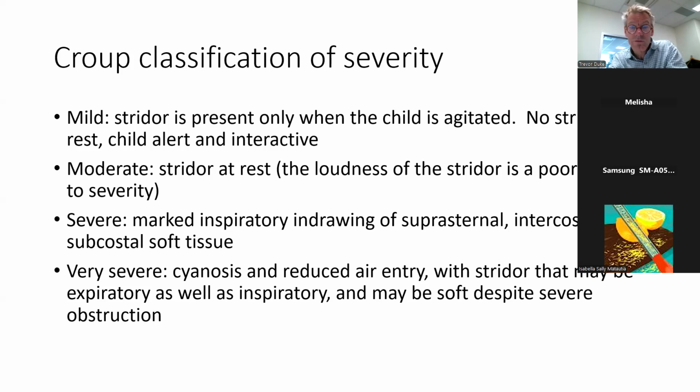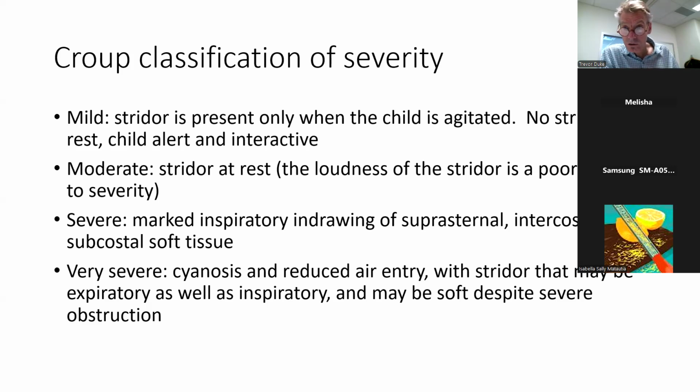Children with severe croup have stridor at rest, and they have marked inspiratory indrawing of the suprasternal and the intercostal and the subcostal soft tissues, intercostal indrawing and chest indrawing. So that's severe croup. And I think you would agree that this child I showed you at least had severe croup with marked inspiratory indrawing, chest indrawing, and stridor at rest. And then there's children that have very severe croup, and that's just an extension of that.